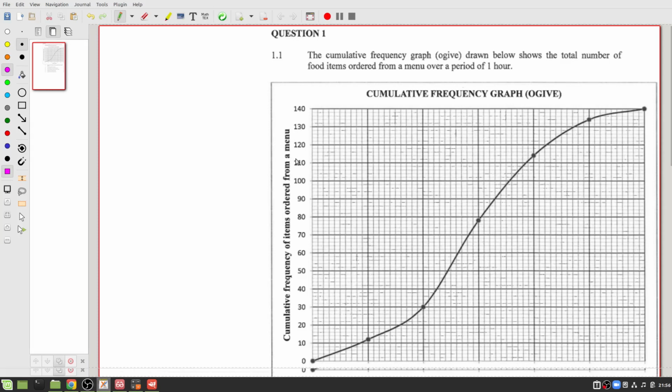Alright guys, we're starting with paper 2 of the November 2018 Mathematics South African Syllabus Grade 12 exam. Right, so paper 2, the first question is a statistics question, and we read the cumulative frequency graph, or an ogive. Ogive is a cumulative frequency graph, just in case you didn't know. Drawn below shows the total number of food items ordered from a menu over a period of 1 hour.